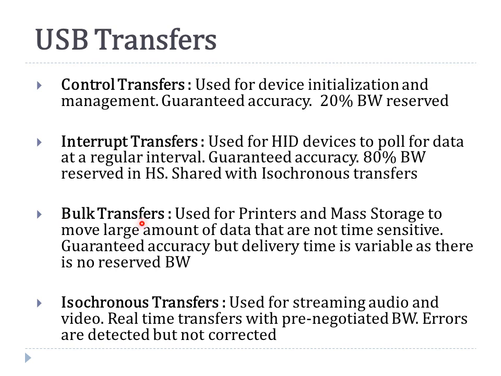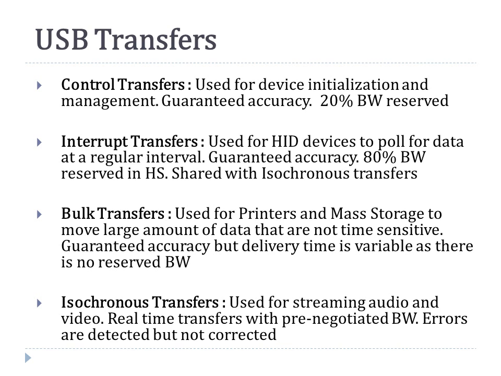The next is the bulk transfer, which is used for sending large amount of data to printers or mass storage devices. Suppose you are taking a backup to your portable USB hard drive, it uses bulk transfers. So here there is guaranteed accuracy, that is, error checking is done and retransmission is carried out if there is an error, but there is no guarantee on the delivery time. It only uses the available bandwidth which is left after interrupt, isochronous and control transfers.